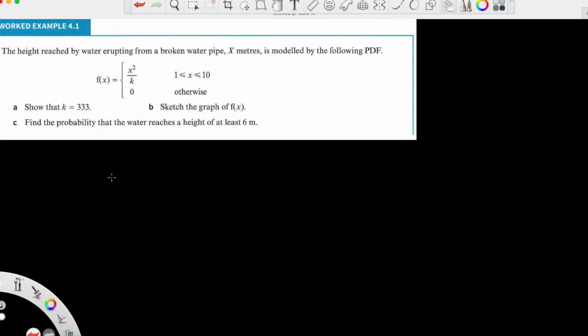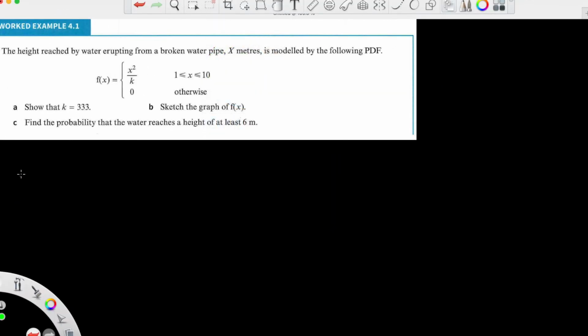Look at the first example. The height reached by water erupting from a broken water pipe, x meters, is modeled by the following PDF. f of x is x squared over k, x is between 1 and 10, otherwise 0. Part A, show that k is equal to 333. B, sketch the graph of f of x. And part C, find the probability that the water reaches a height of at least 6 meters.